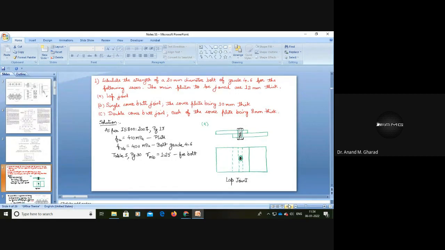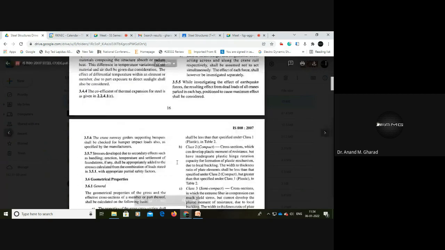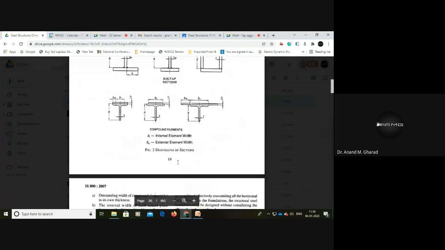Next, we have discussed about the partial safety factors. If you remember, we have also understood the purpose why partial safety factors are to be used. Then, from where will I be getting this partial safety factor? From table number 5, which is given on page number 30. Page number 30, table 5. So jump onto it, page number 30.